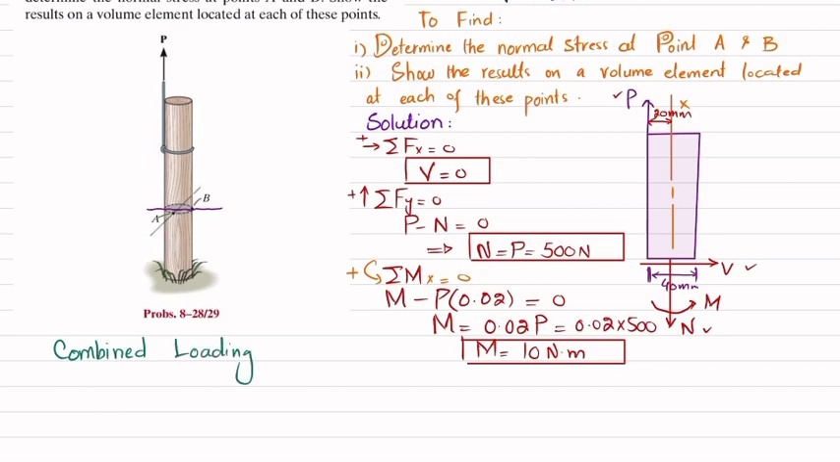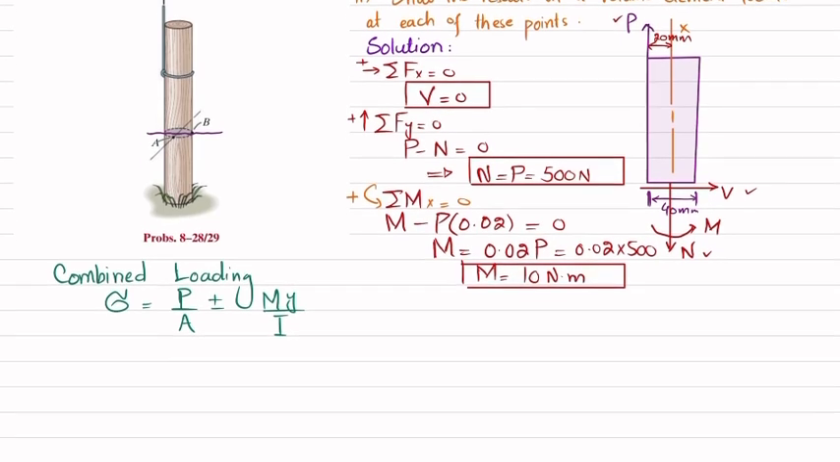You can see that there is an axial force N, and if you move this P to this axis, there will be a moment as well. So this axial force produces normal stress, and this moment will also produce a bending stress. So the stress will be equal to P divided by A, or N divided by A, because N and P are the same, plus minus M into Y divided by I.